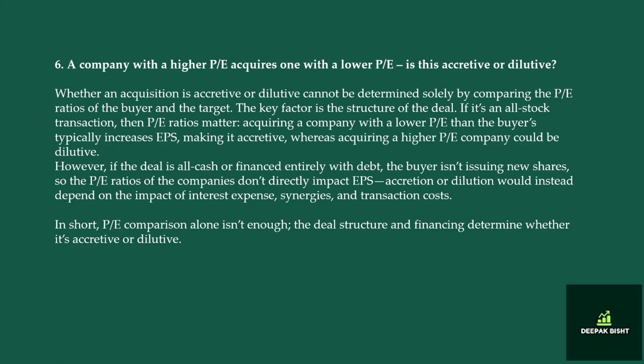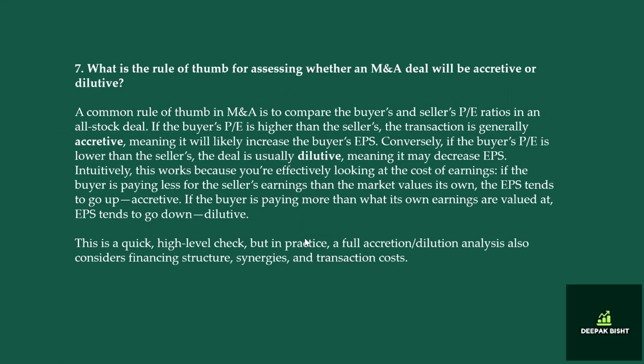So I hope this was clear. Now let's move to question number seven. Question number seven is about the rule of thumb for assessing whether an M&A deal will be accretive or dilutive. In a stock deal, if the buyer has a higher PE than the seller, it will be accretive, yes. And if the buyer has a lower PE, it will be dilutive.